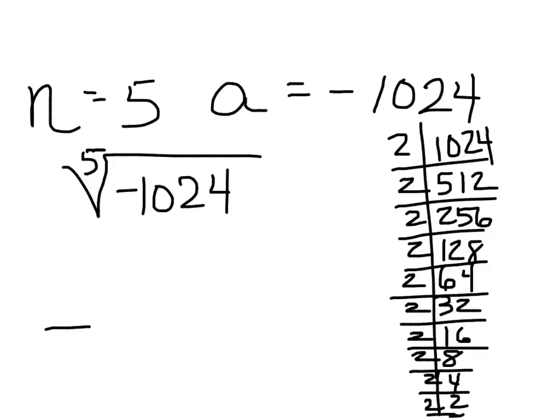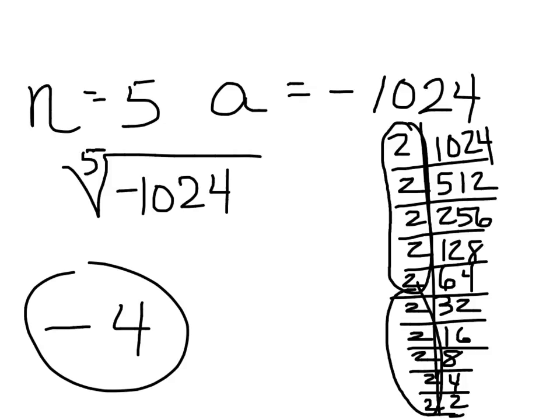Now, according to the number in the crack, how many am I looking for? 5 of the same, right? 1, 2, 3, 4, 5. Hey, no leftovers. The first number I circled was a 2. The second number I circled was a 2. And 2 times 2 is 4. So my answer is negative 4 for the whole thing.